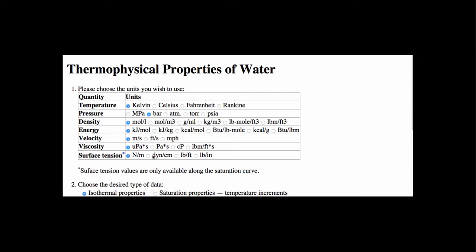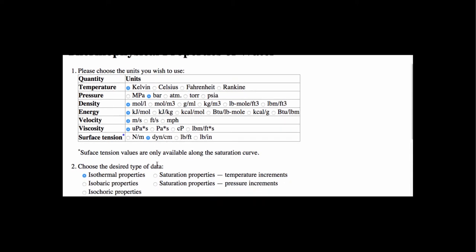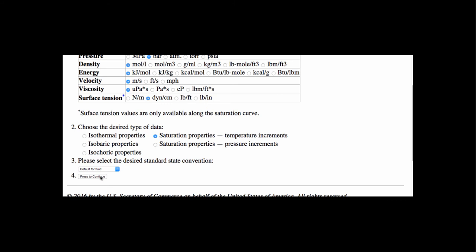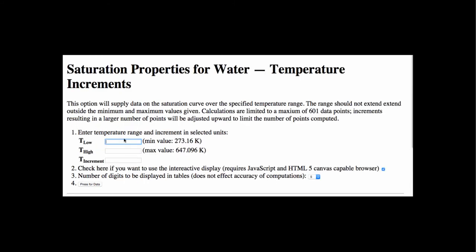Surface tension, we'll use dyne per centimeter, which is the same as a millinewton per meter or a millijoule per meter squared. So for surface tension, we have to go along the saturation curve. And then we're going to go ahead and get some data. And let's explore the properties of water near room temperature. So we'll go from maybe 275 kelvins up to 325 kelvins. And we'll just go by 1 degree steps.